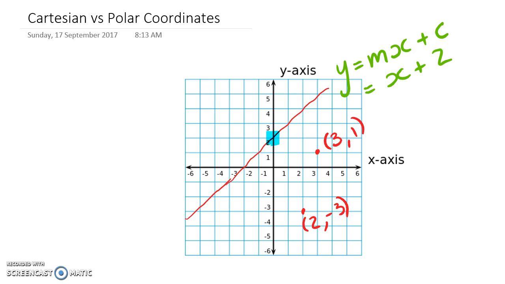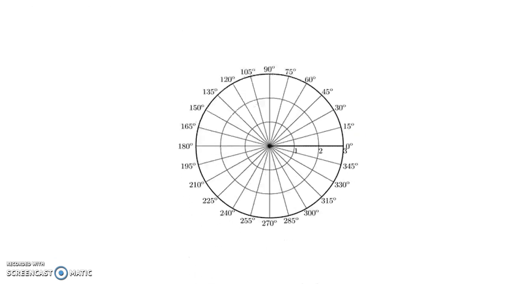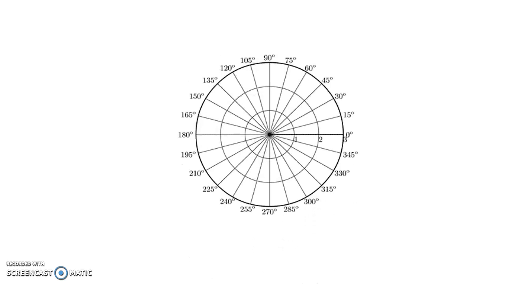If, however, we decided to plot something a little bit more complicated like a circle, sometimes it's easier if we shift to polar coordinates. So here's an example of our polar coordinate system. Instead of using x and y, here we need to use r and theta. So r is the distance from the center, or distance from the origin.